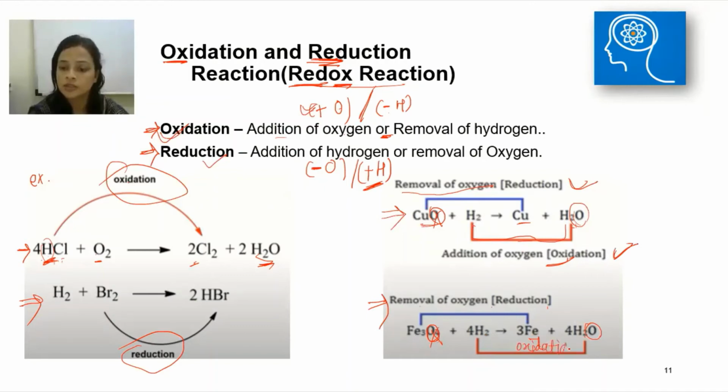So this one is the oxidation. In this example also, this is example number 3, what happened? Oxidation as well as reduction reaction takes place simultaneously. So this is also the example of the redox reaction. So these two are the examples of the redox reaction.